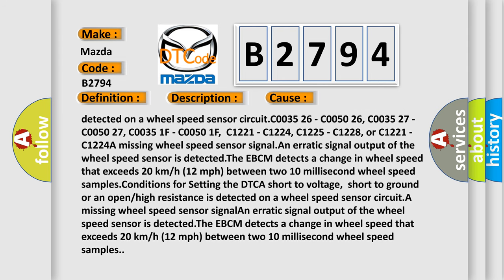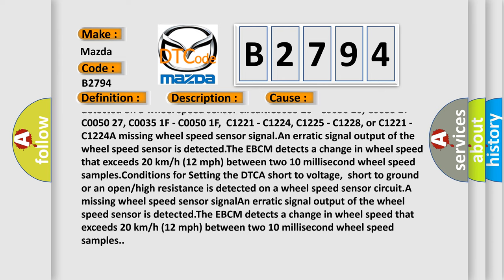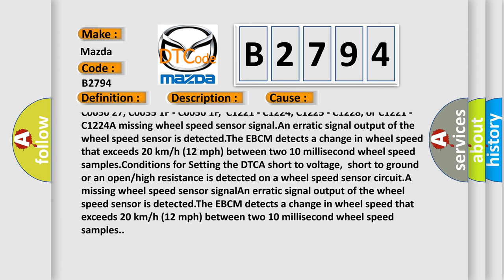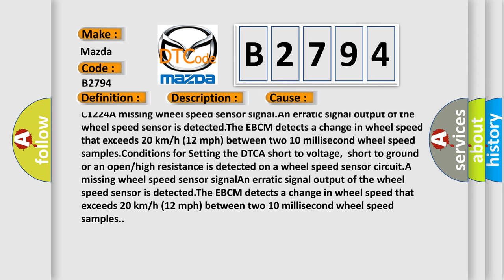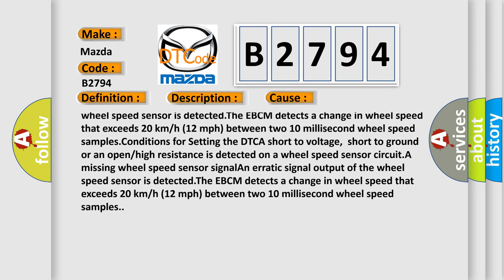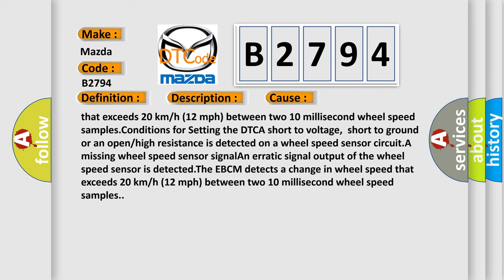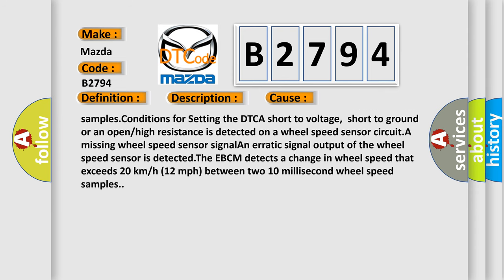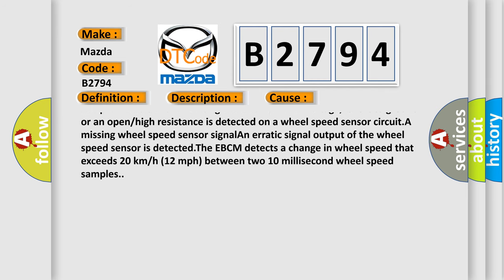C0035-26, C0050-26, C0035-27, C0050-27, C0035-1F, C0050-1F, C1221, C1224, C1225, C1228, or C1221, C1224. A missing wheel speed sensor signal. An erratic signal output of the wheel speed sensor is detected.